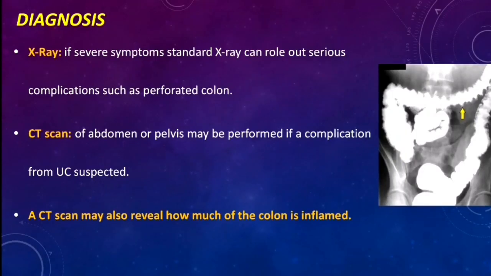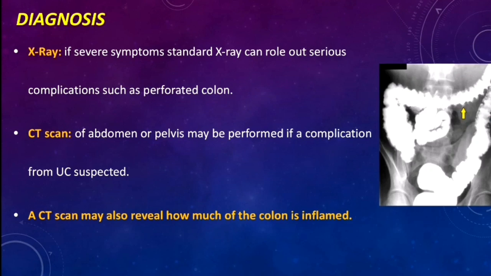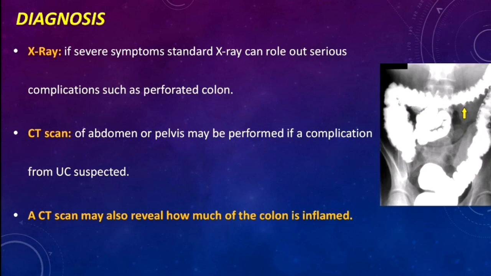X-ray and CT scan. If there are severe symptoms, a standard X-ray can rule out serious complications such as perforated colon, while a CT scan of the abdomen or pelvis may also be performed if a complication from ulcerative colitis is suspected. A CT scan can also reveal how much of the colon is inflamed.